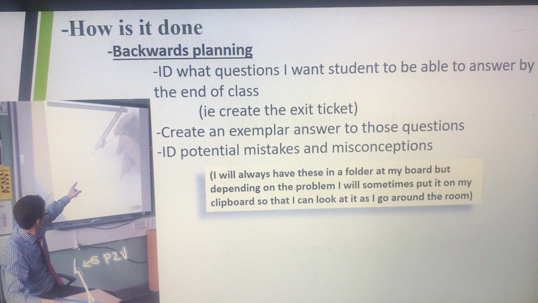Once you have those two things, you should be thinking, and honestly, as I'm doing my exemplar, I'm always thinking, where are kids going to mess up, right? What kinds of mistakes and misconceptions are we going to run into along the way? As you'll see in a second, it's really helpful to then take that. My lesson plans are always on the board, but some people really like to have those misconceptions and mistakes close at hand and actually put it on their clipboard.